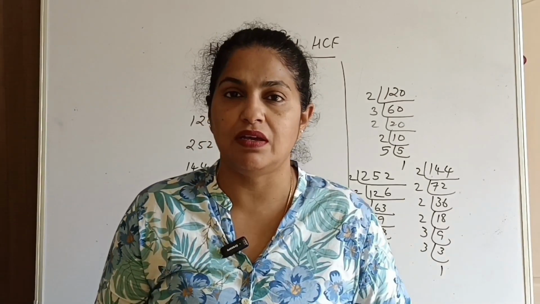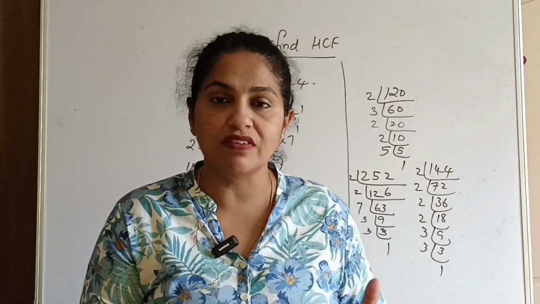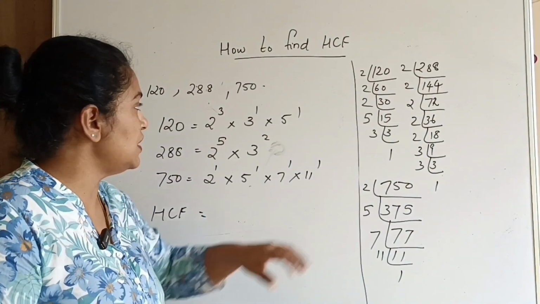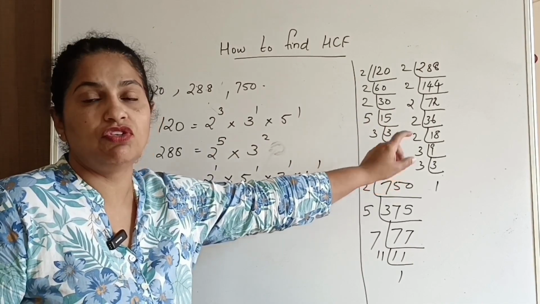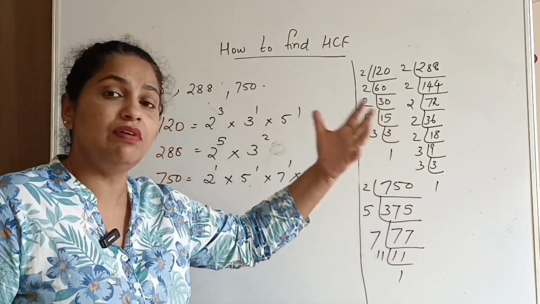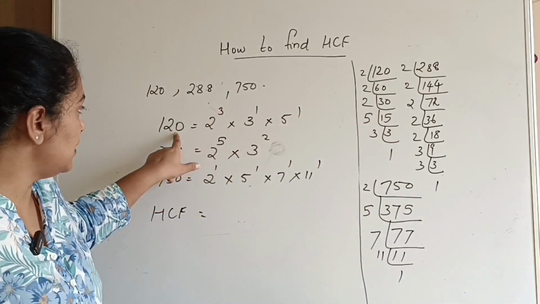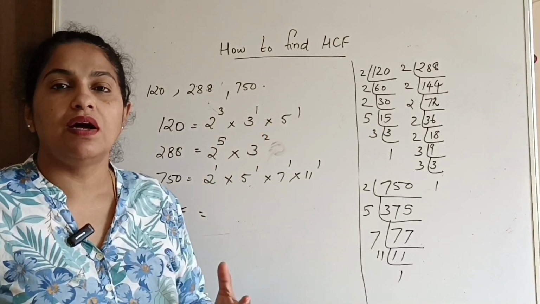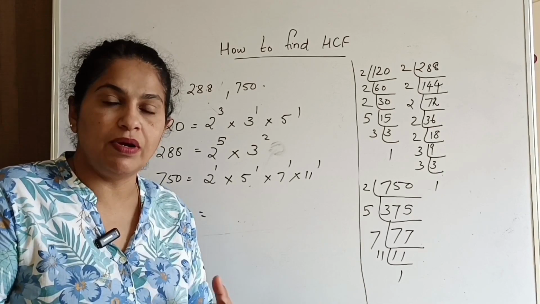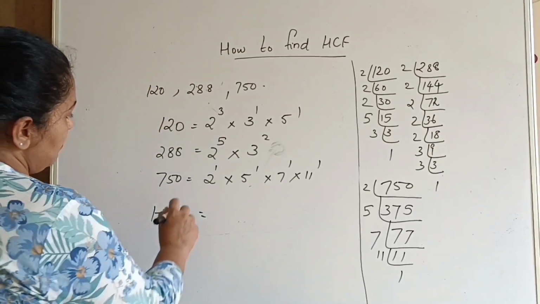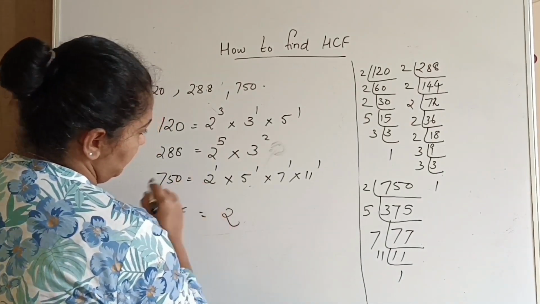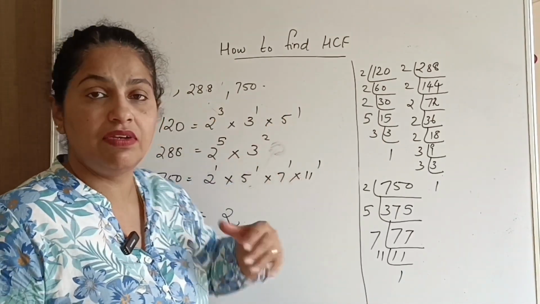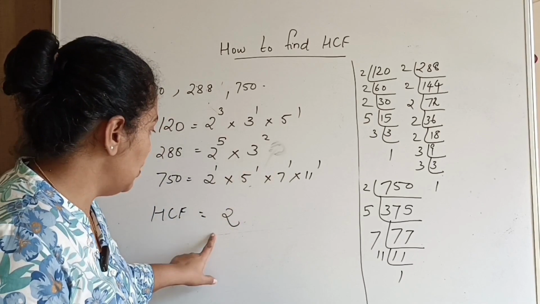Let us take 2 more examples so that you get a clear idea about this method. I have taken the numbers 120, 288 and 750. I have done successive division using prime numbers and I have taken the prime factors. So 120 is this, 288 and 750. Now I check for a factor that is common in all the 3 cases. As you can see, only 2 is common. 3 is common only here, 5 is common only here, 7 and 11 are not anywhere else. So I am taking only 2.